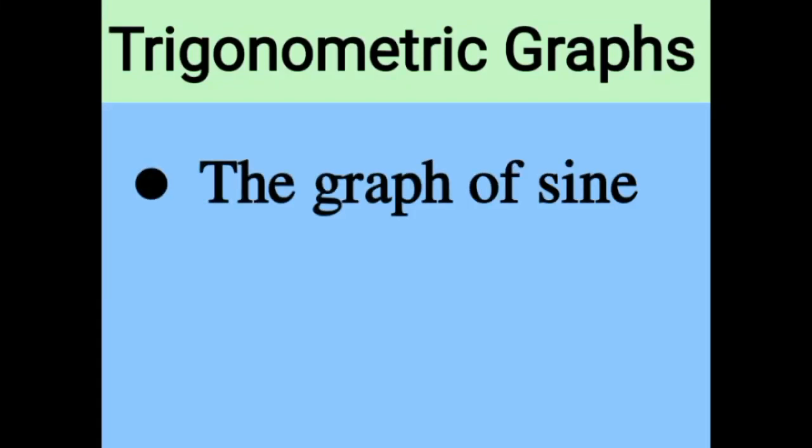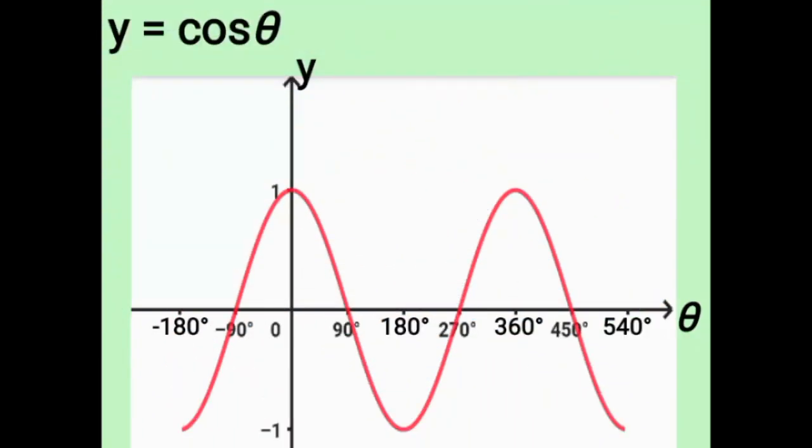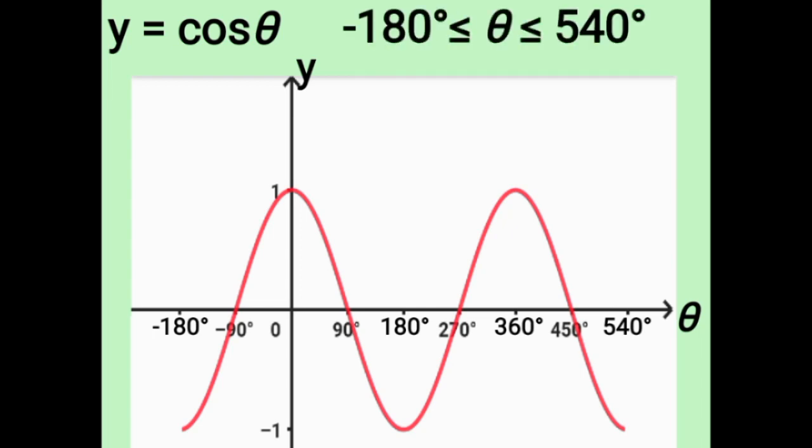Just like the graph of sine, the graph of cosine is also periodic. That is, it repeats itself after a certain interval period. Now, this is the graph of y equals cos theta. Here, I drew the graph in the range theta is greater than or equal to minus 180 degrees but less than or equal to 540 degrees.